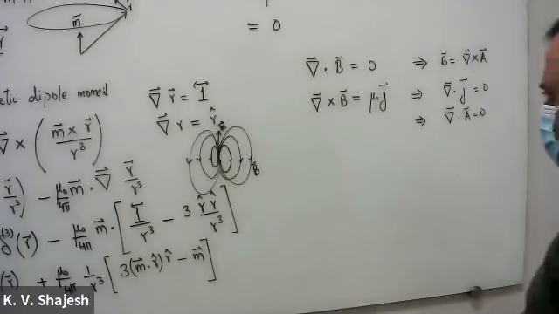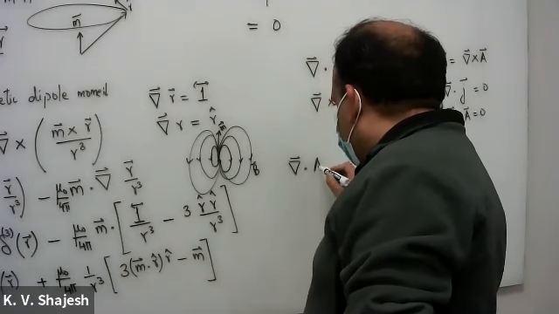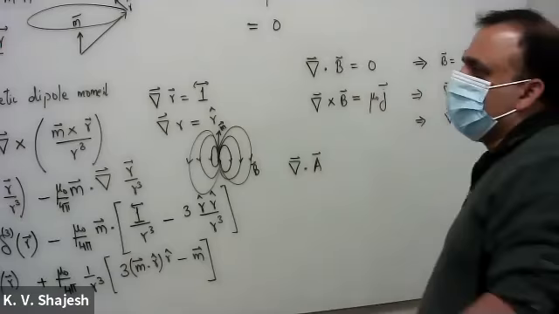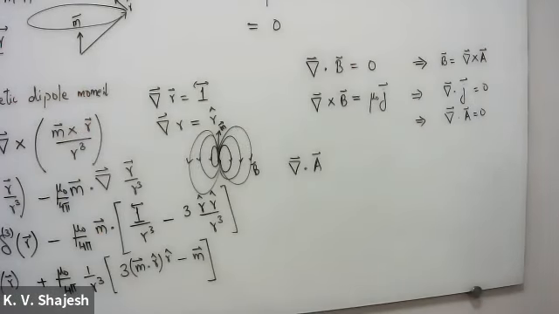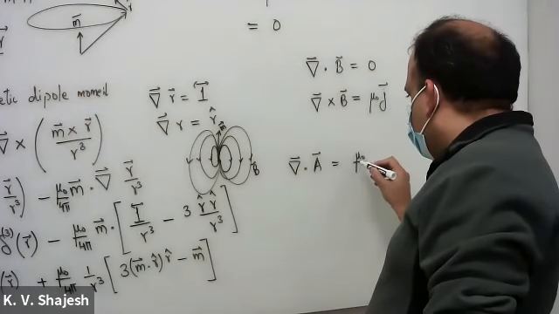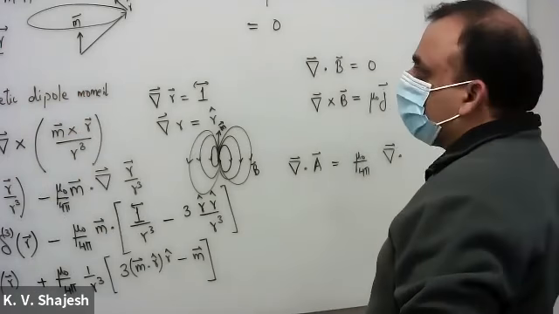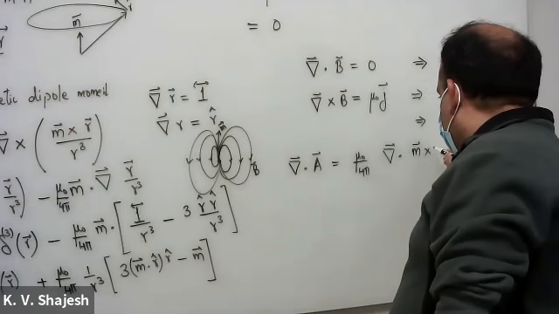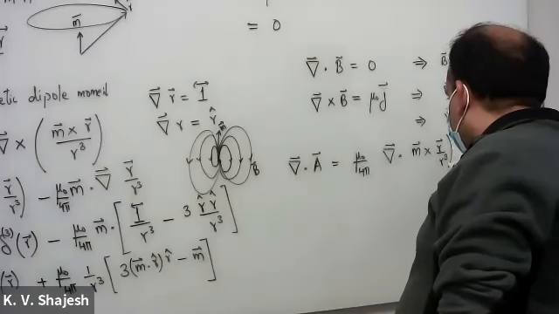So let's very quickly calculate the divergence of the vector potential for a point magnetic dipole. That's our expression, which is in the circular directions. So this is mu naught over 4 pi del dotted with m crossed with r over r cubed.